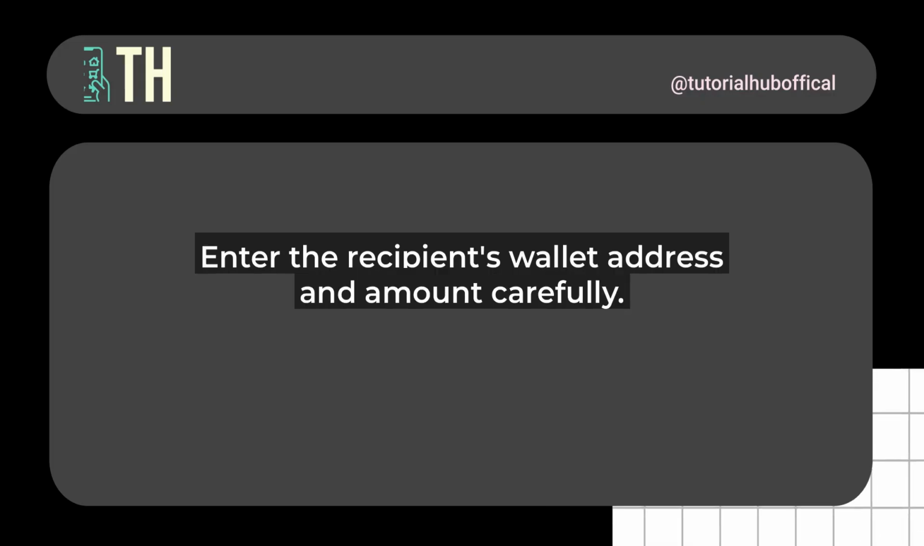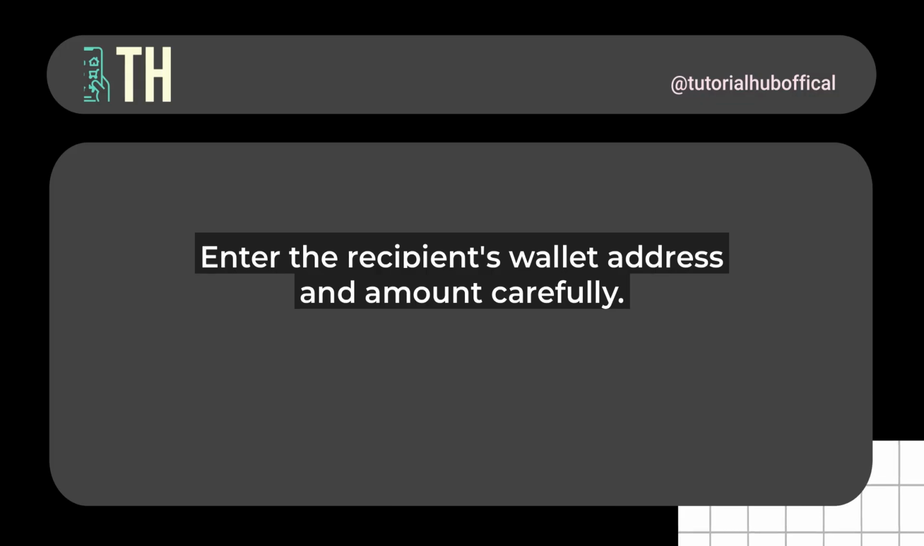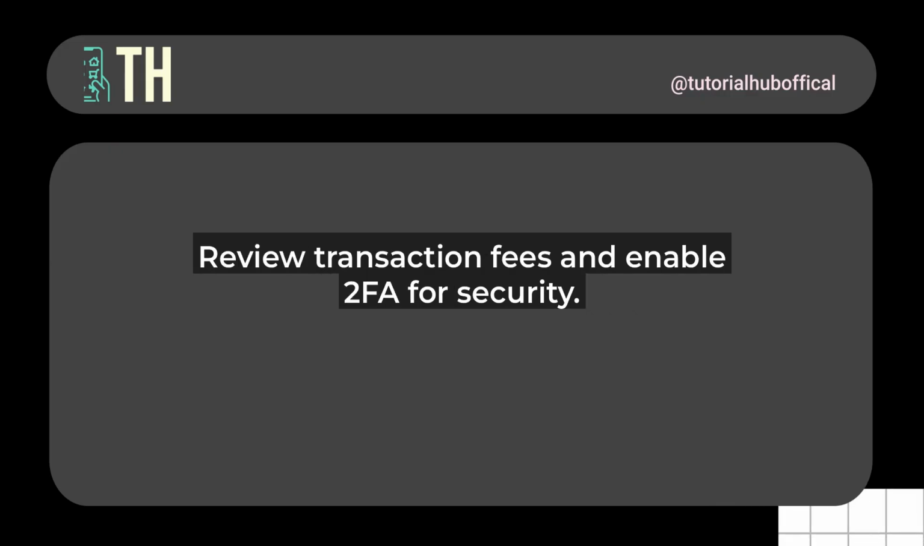Step 3. If your account has two-factor authentication, 2FA, enable it for extra security. It's a must in today's crypto landscape. Hit Confirm and wait for the transaction to process. On most networks like Tron or Ethereum, this should take just a few minutes, but keep an eye on it.